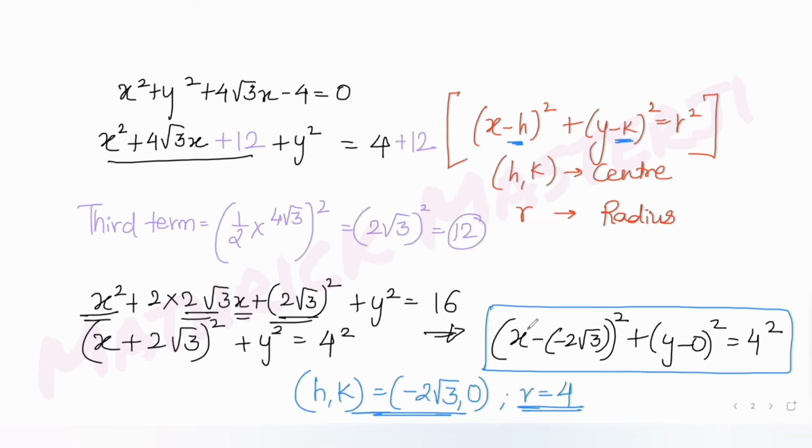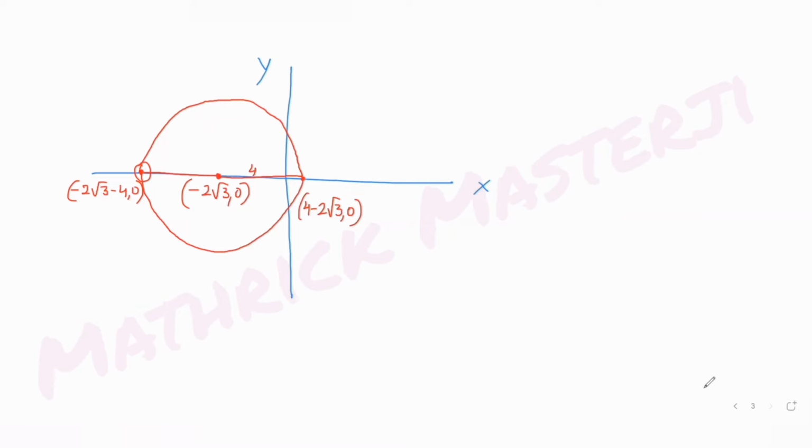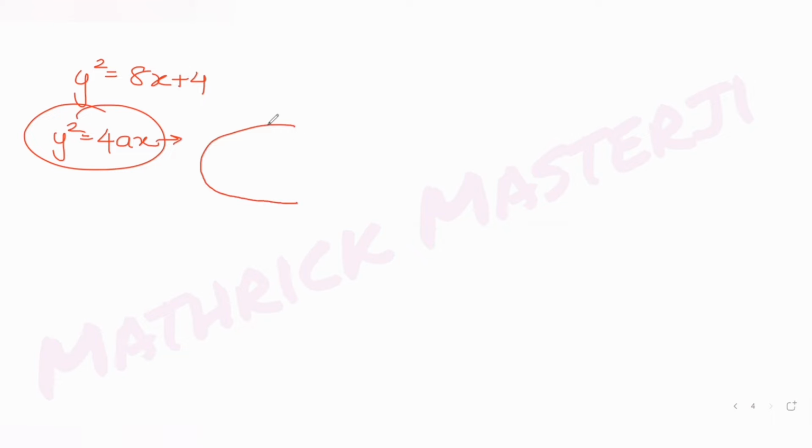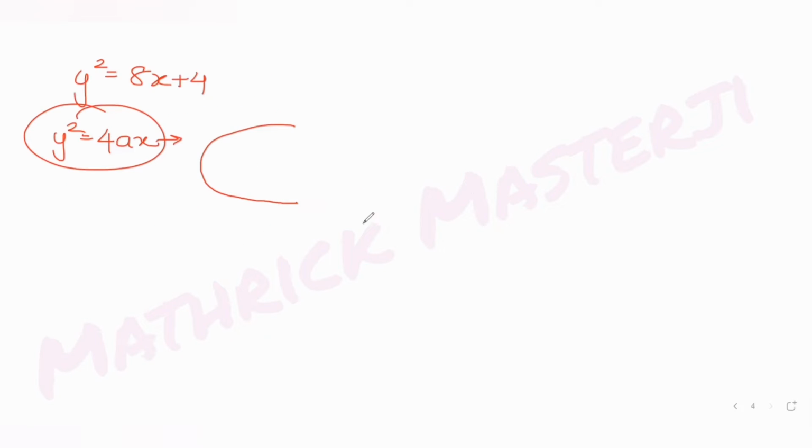Now let's try to understand the other equation, that is your parabola. So y square is equal to 8x plus 4. Now when it is in the form of y square equals 4ax, we know the equation of the parabola or your curve looks like a C. So your parabola has such a figure. Now let's try to find the intersection points of this circle with the parabola.